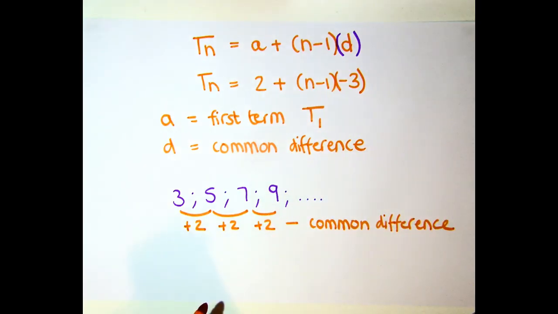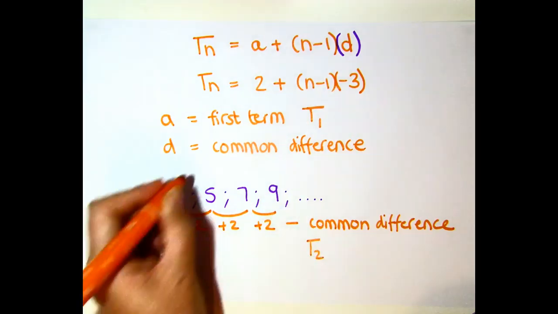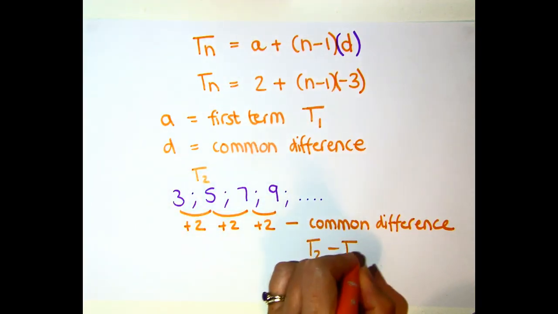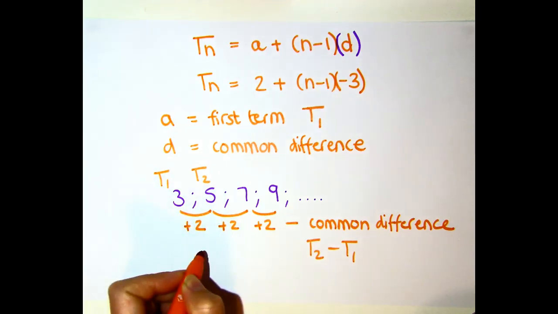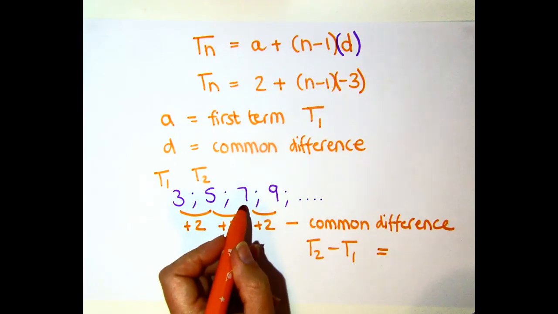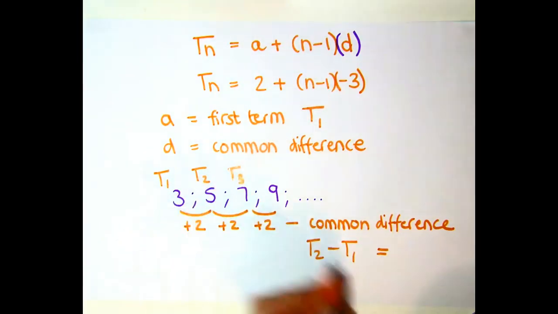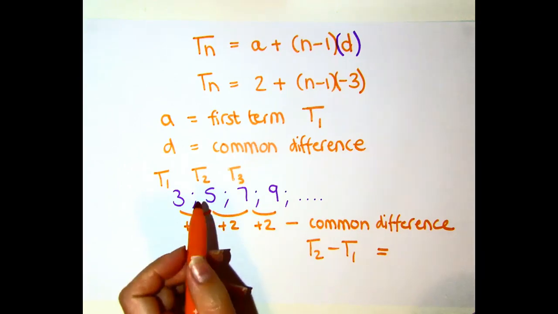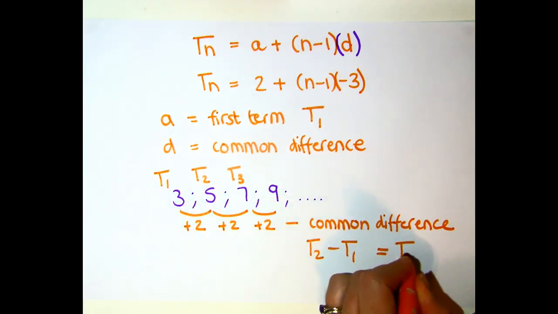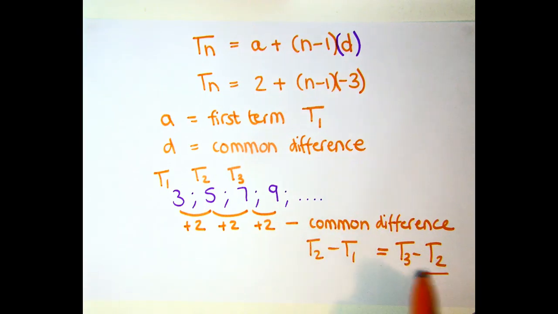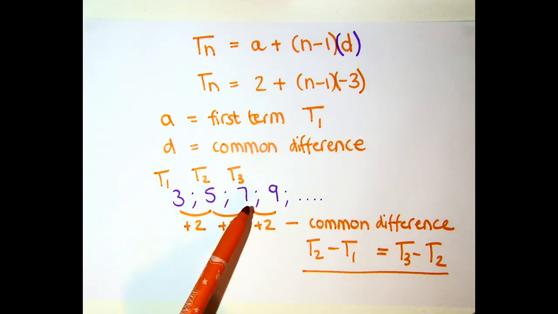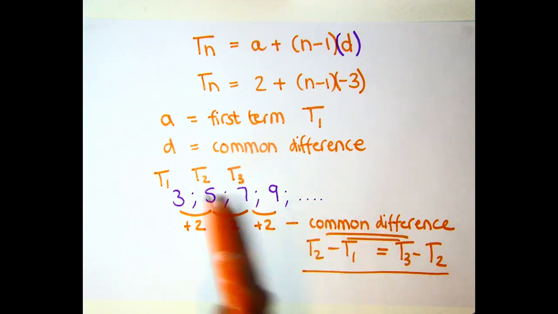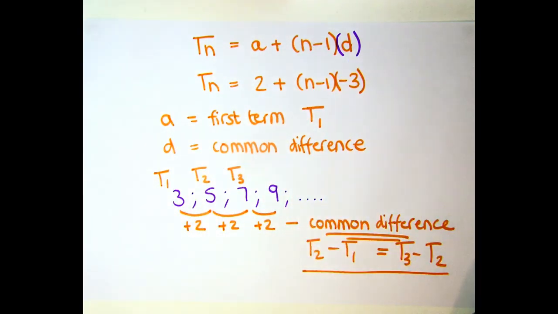It's called the difference because if you take T2 and you minus T1, which is the first one, so 5 minus 3, you're going to get 2. And if I take, say, T3, and I minus T2, so 7 minus 5, I'm going to get 2 again. So you will always know that a pattern is linear because this works. If you minus a term from the one that comes after it, you always get the same common difference, and we have that as a D in the formula.